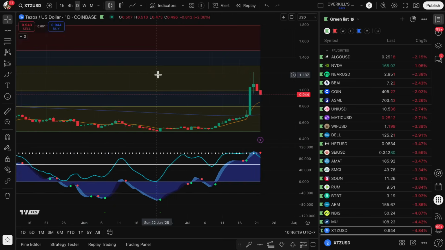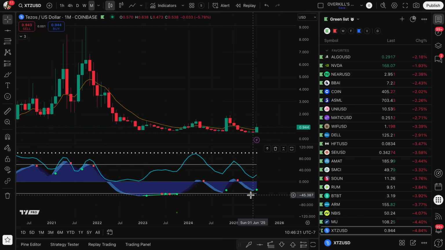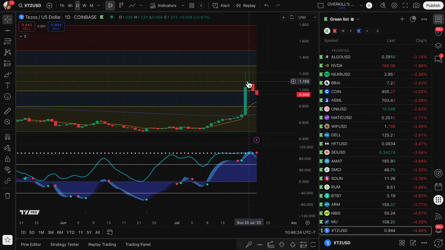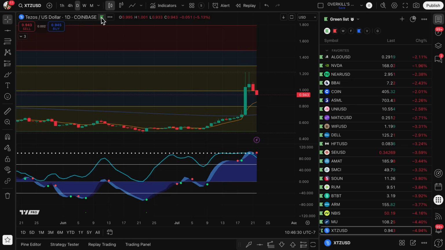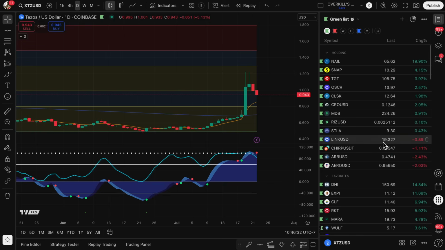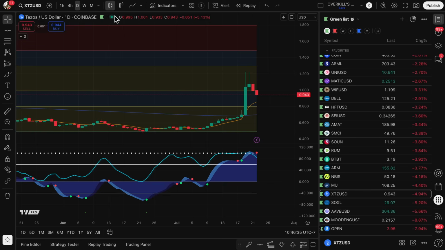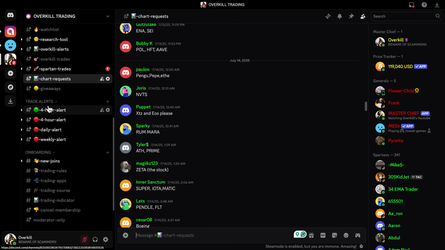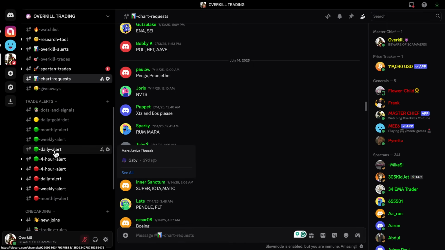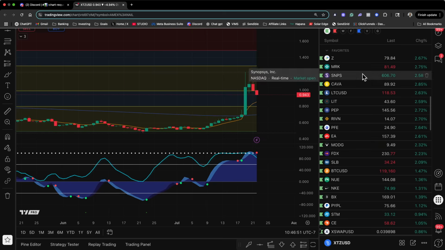XTZ. XTZ is green here on the monthly. We got that signal in the Discord a couple days ago. I would be looking for the green dot here on the daily or the 4-hour. That one is on the watch list. So again, if it has a green flag up here, guys, that means it's on the watch list. You see that green flag, which means we call it out over here in the 4-hour and daily alerts. The only time the 4-hour and the daily alerts get called out in the Discord is when it is on our list.